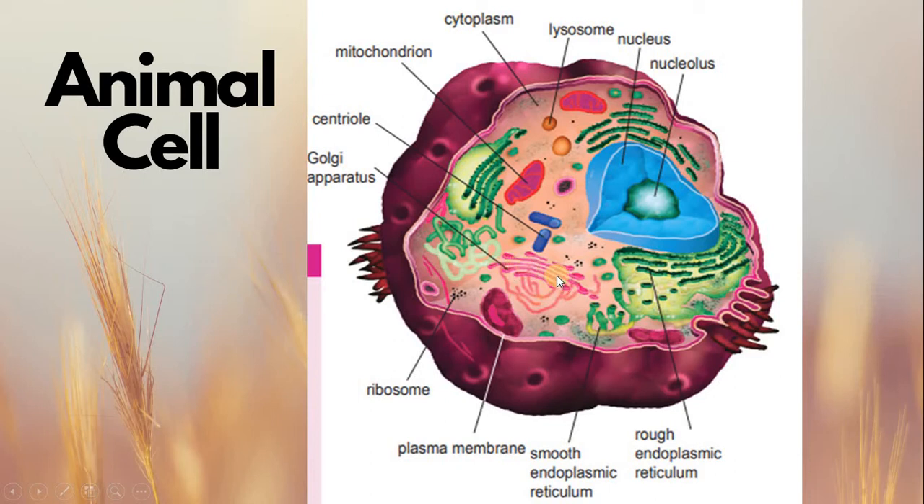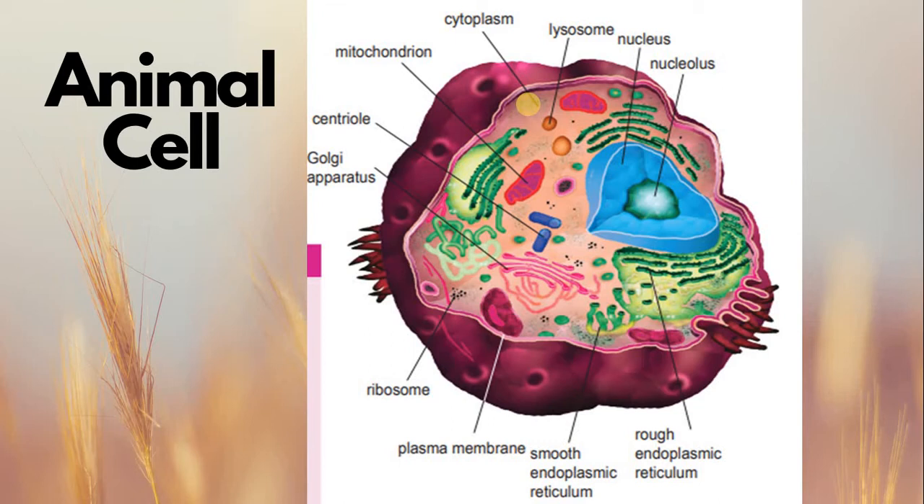Then this one is the Golgi apparatus. And the blue color here is the centriole. This is the mitochondrion. And then this is the lysosome. And last but not least, the jelly-like medium here is the cytoplasm.